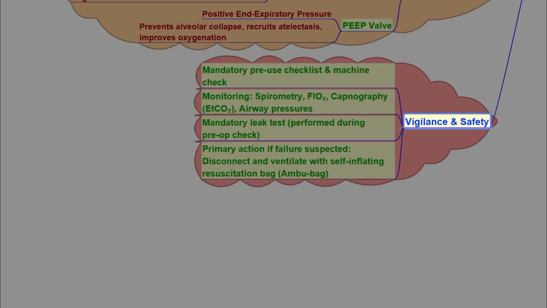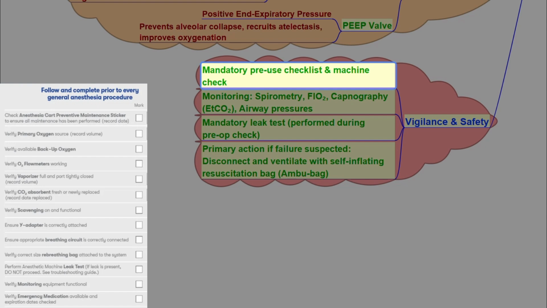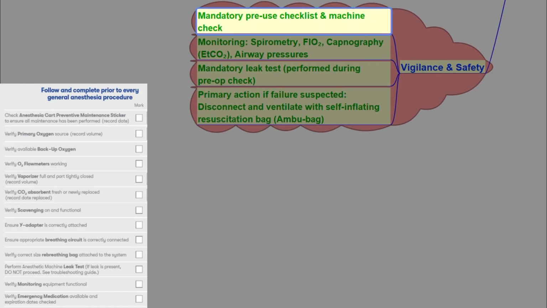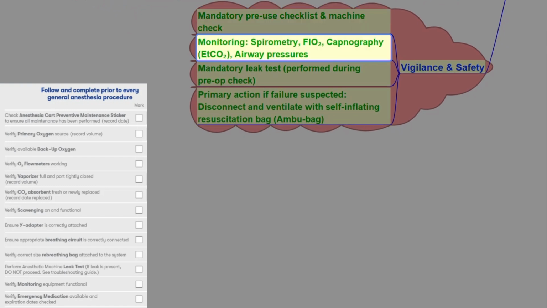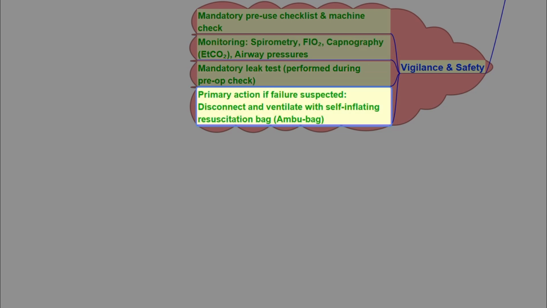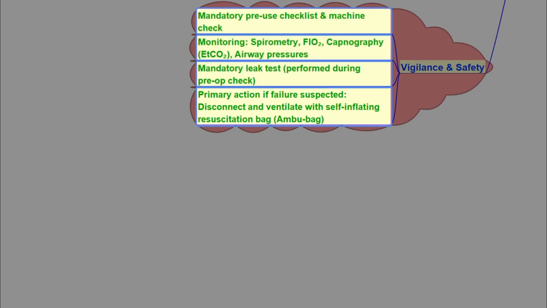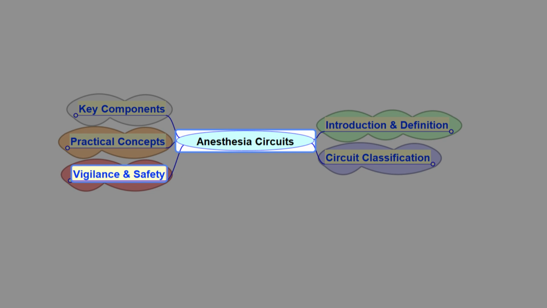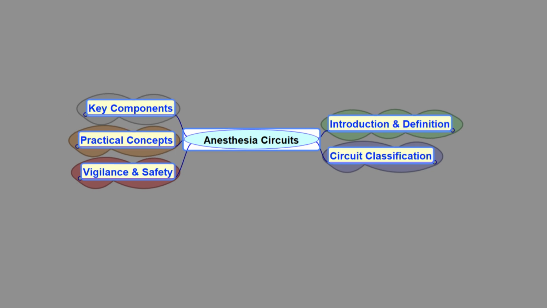This all leads to the most critical, non-negotiable part: vigilance and the pre-use checklist. Verify oxygen sources, perform a leak test, check the CO2 absorber and bellows, and ensure monitors for oxygen and CO2 are on and working. Finally, know that if anything goes wrong, the first action is to disconnect and ventilate with a self-inflating bag.